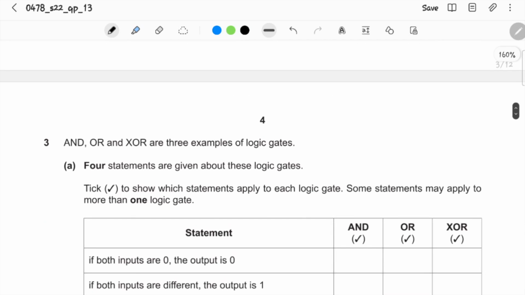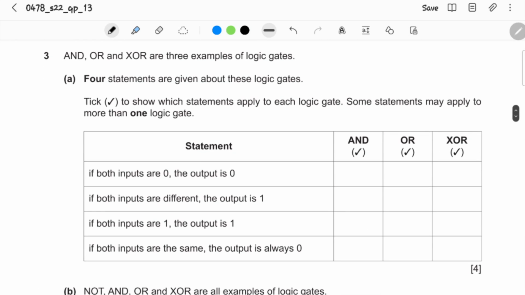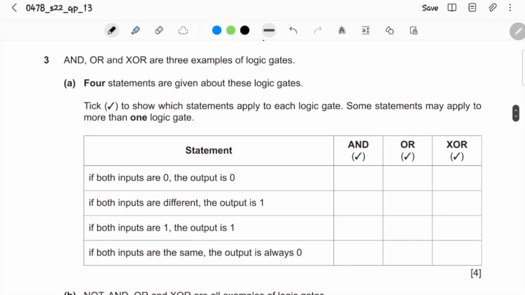07E, right? So we've done that. Okay, AND, OR and XOR are 3 examples of logic gates. 4 statements are given about these logic gates. We're supposed to show which statements apply to each logic gate.